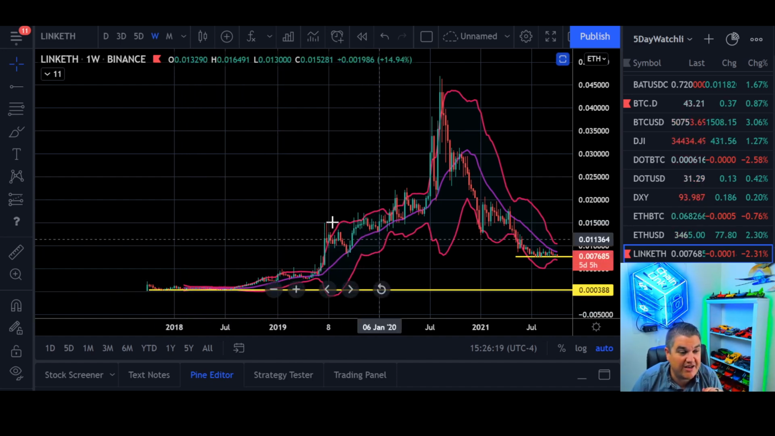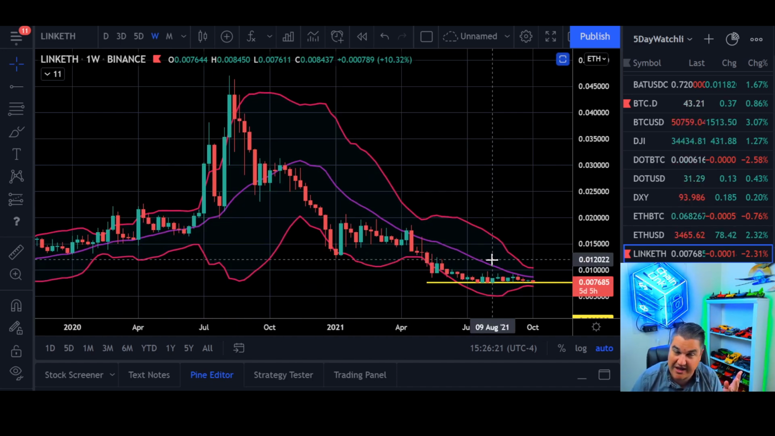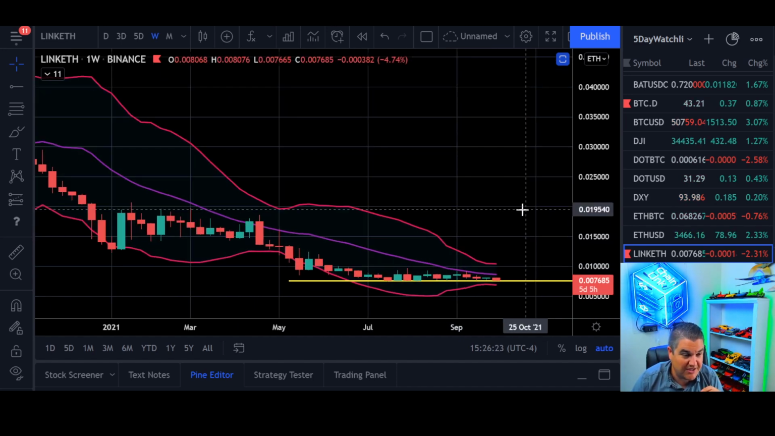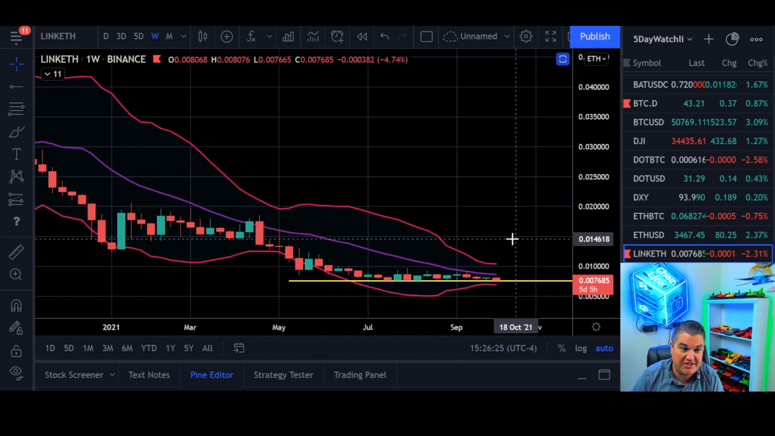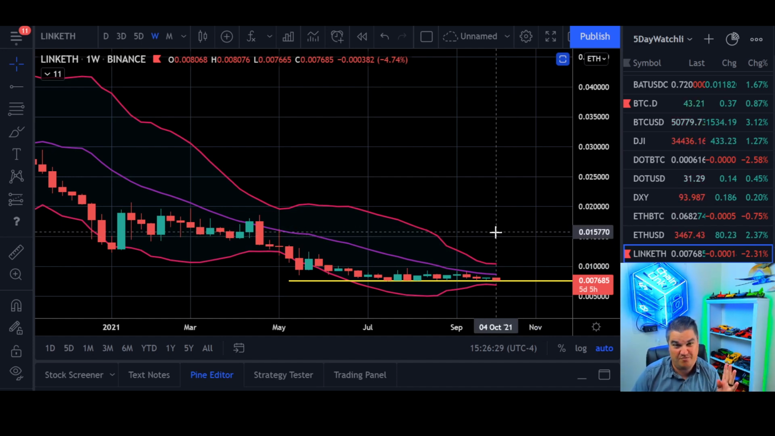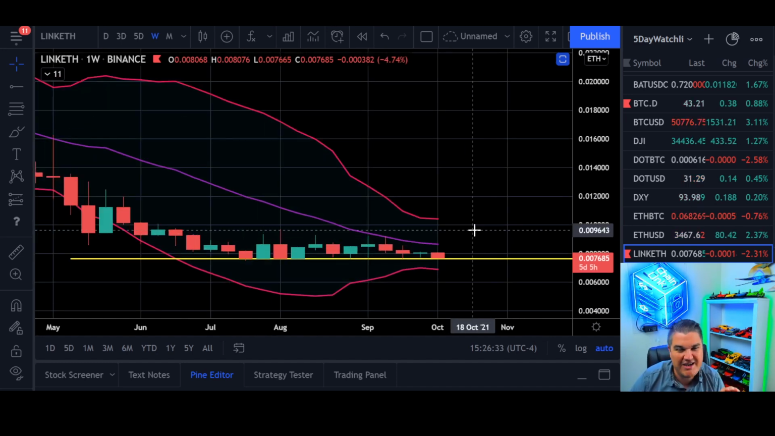We will see if we get a repeat of this, but as I've said in a lot of my Link videos, I think this is the lowest valuation of Link against Ethereum we will ever see for the rest of time. Bold statement. We'll see, though. So that doesn't mean that Ethereum has to go down. It doesn't mean Link has to necessarily go up. It just means Link is doing a little bit better than Ethereum.